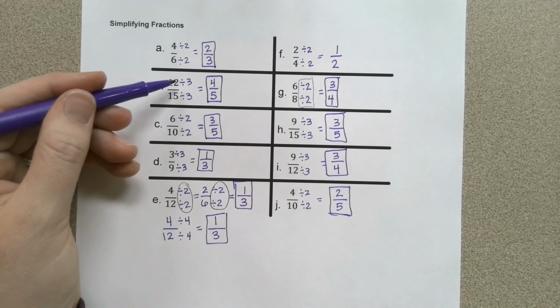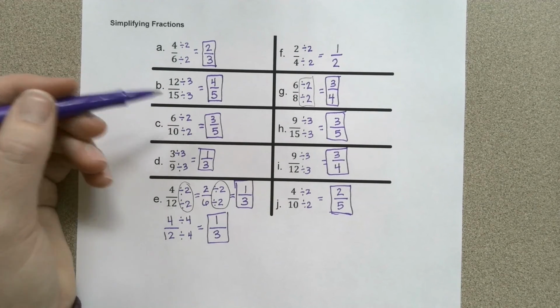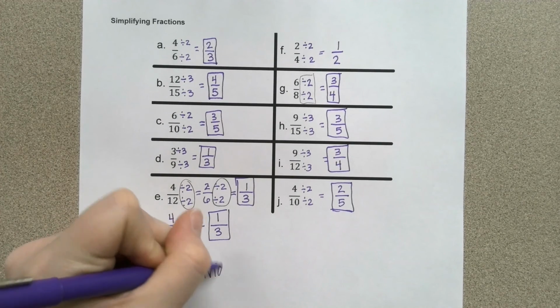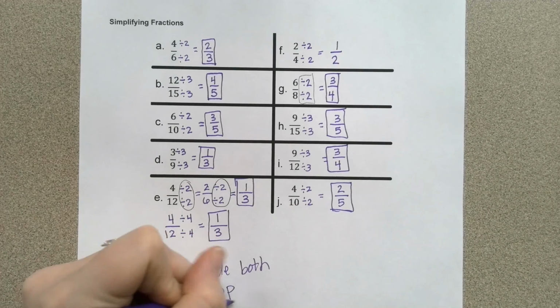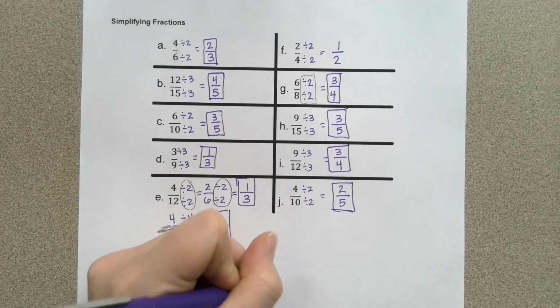What we do to the numerator, the top, we also have to do the exact same thing to the denominator. So we have to divide both the top and bottom by the same number.